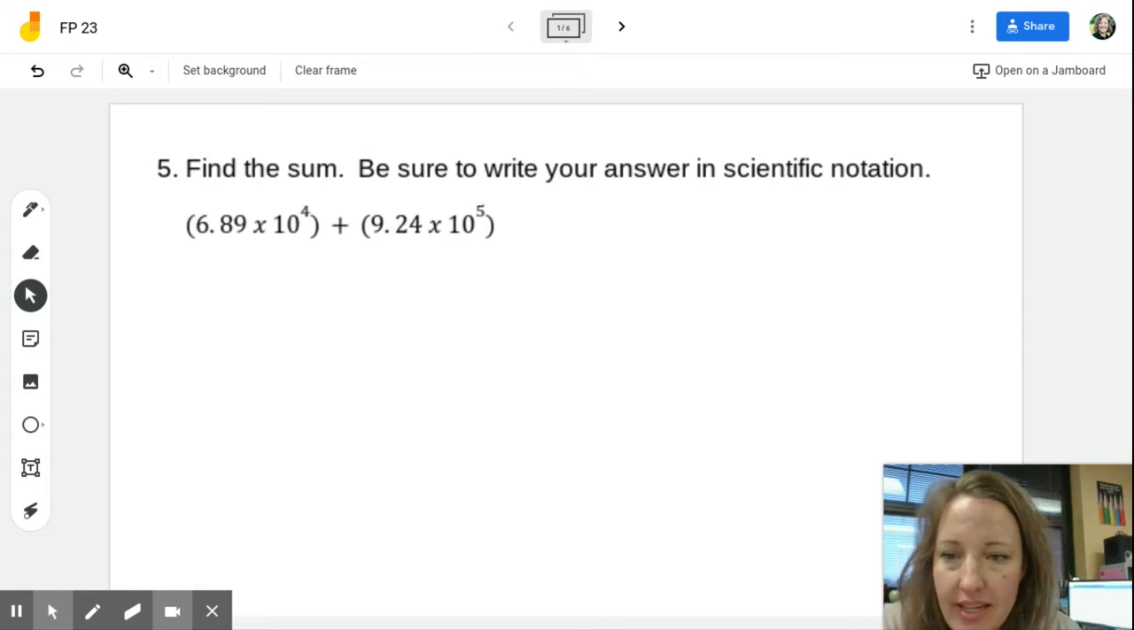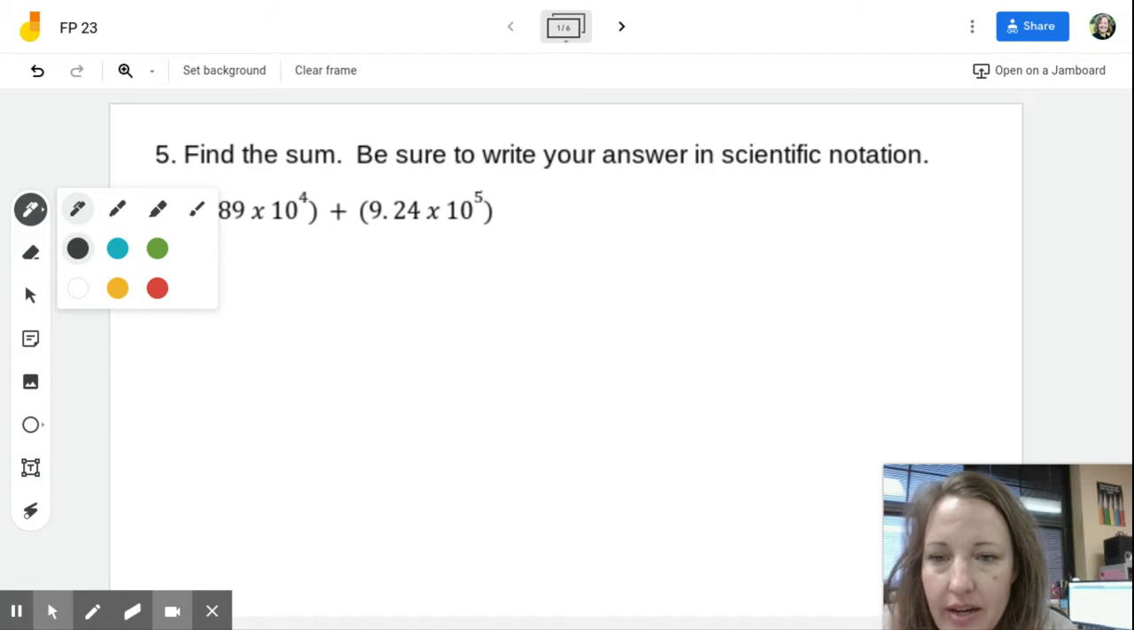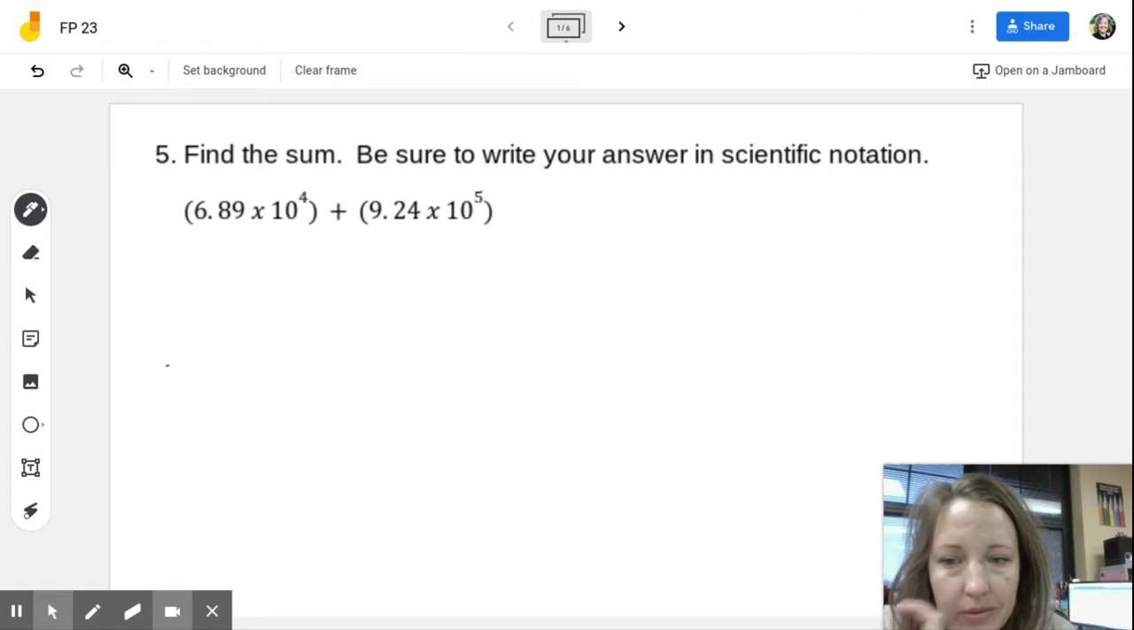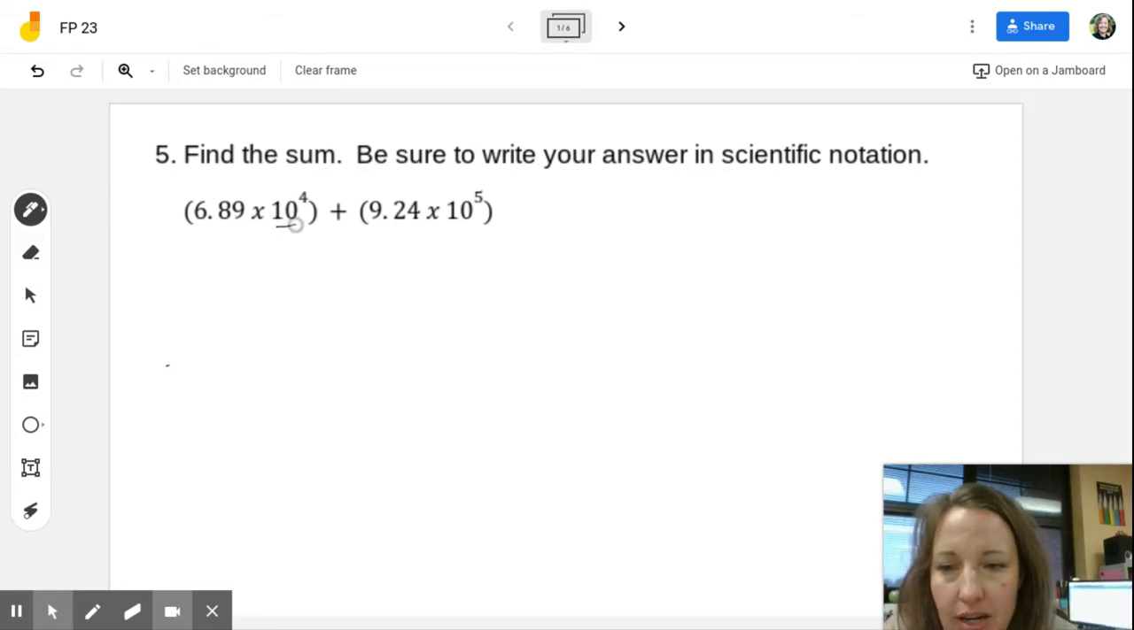It says find the sum. So we're going to add these two numbers, which are written in scientific notation. And when we are doing that, we have to follow our exponent rules. When we're adding with exponents, those exponents need to be the same. In other words, we have a common base here and here, and then we have exponents, but they're not the same. So we have to change those exponents to make them the same.